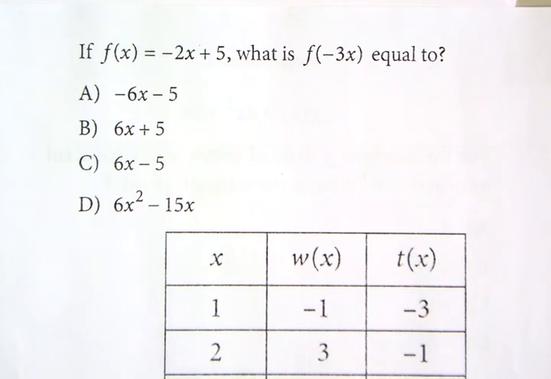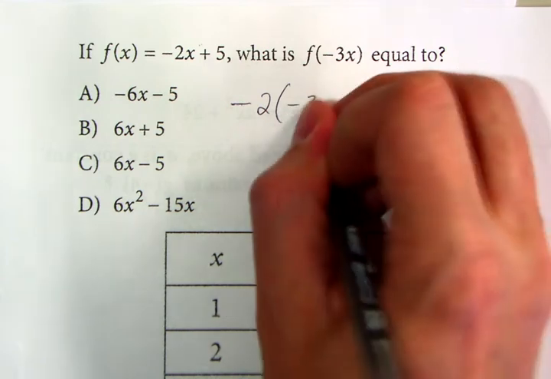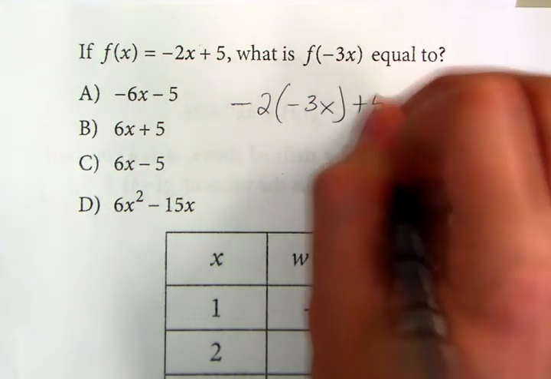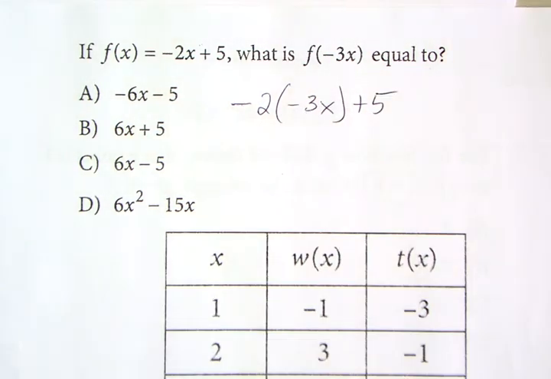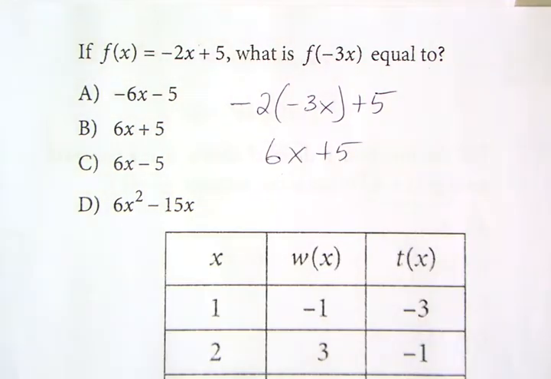On the back, at the top, we plug in for x, negative 3x. So this becomes negative 2 times negative 3x plus 5, or 6x plus 5.